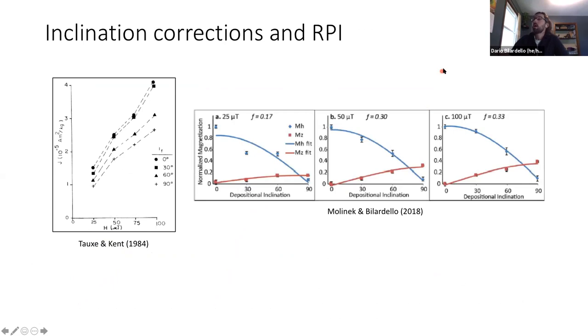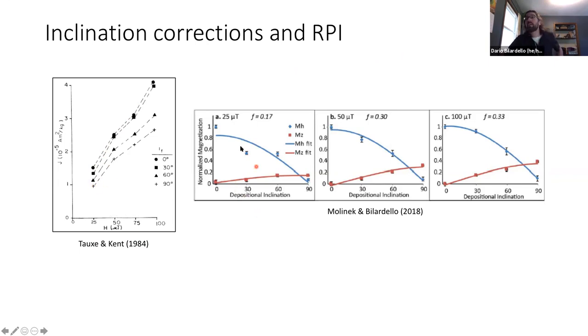Okay, I want to switch gears here and look at the effects of inclination shallowing corrections on estimates of relative paleointensity. It's been long recognized, and here is an example from Tauxe and Kent, and experimental results from 1984, that there is definitely a field intensity dependence of the magnetization, but there's also a systematic field inclination dependency of the magnetization, where experiments conducted in shallow field inclinations are typically stronger than those obtained in vertical field inclinations.